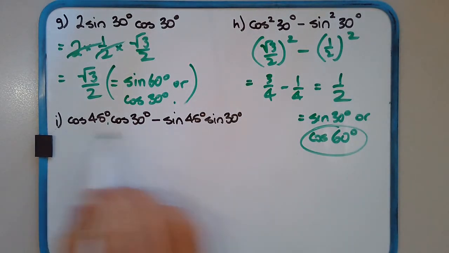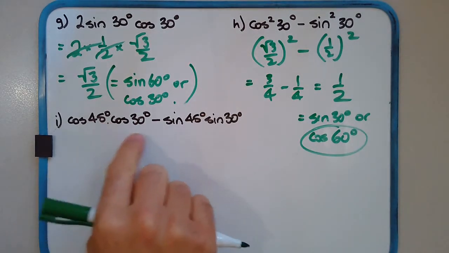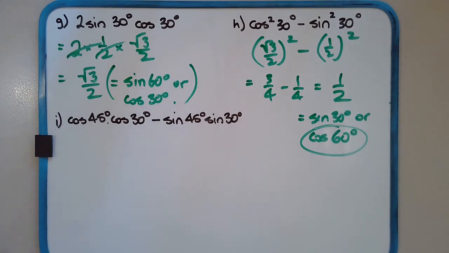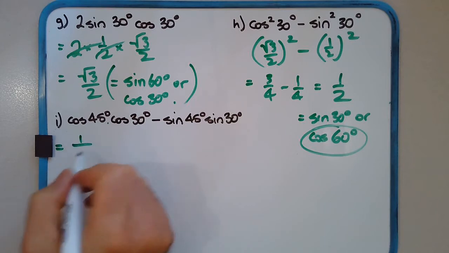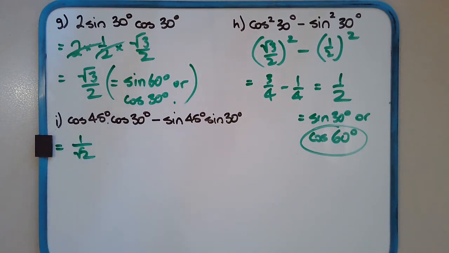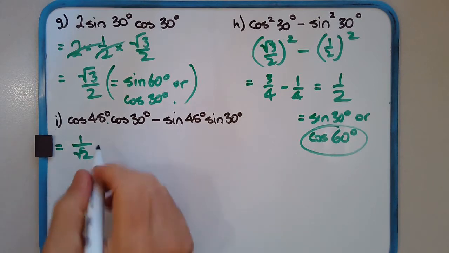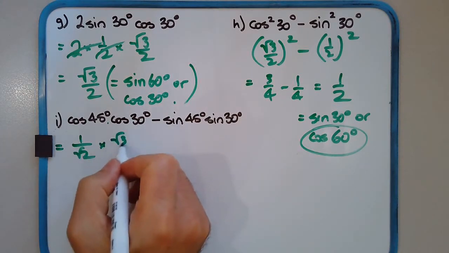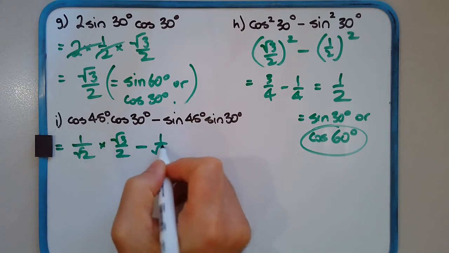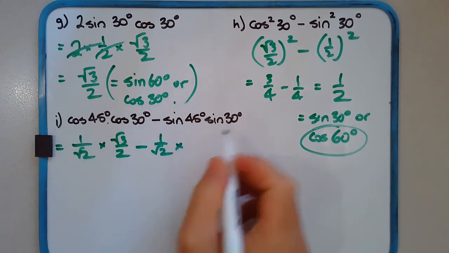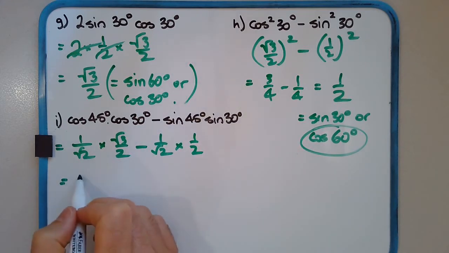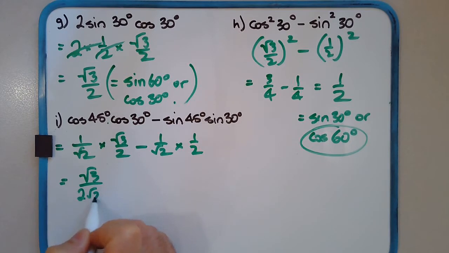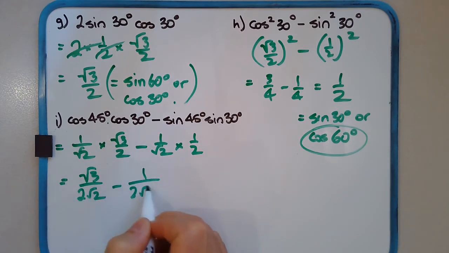Okay. What about this one? So cos 45, cos 30 minus sine of 45, sine of 30 degrees. Again, we'll work it out exactly the same way. Cos of 45, it's just good exercise here, putting your exact ratios to work. So 1 on root 2 multiplied by root 3 on 2 minus 1 on root 2 multiplied by 1/2. Okay, so that's going to be root 3 over 2 root 2 minus 1 over 2 root 2.